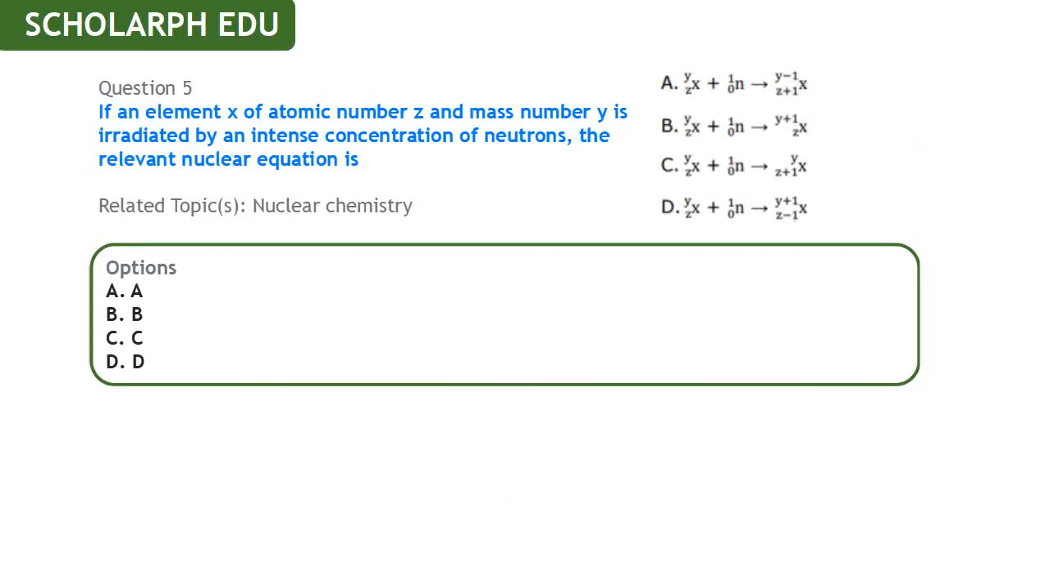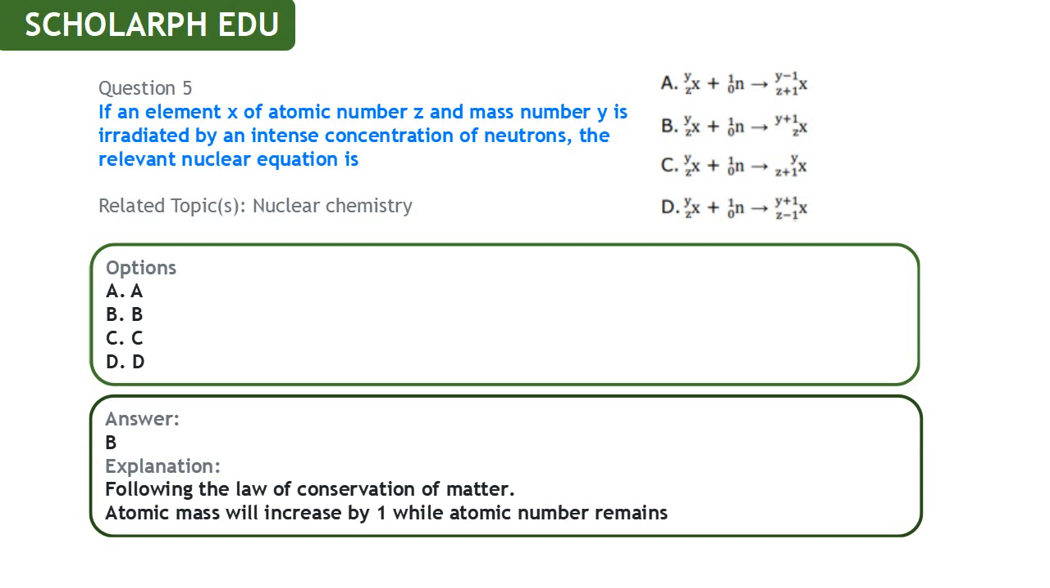Next, if an element X of atomic number Z and mass number Y is irradiated by an intense concentration of neutrons, the relevant nuclear reaction is... Alright, this is what we are going to get, this B here.